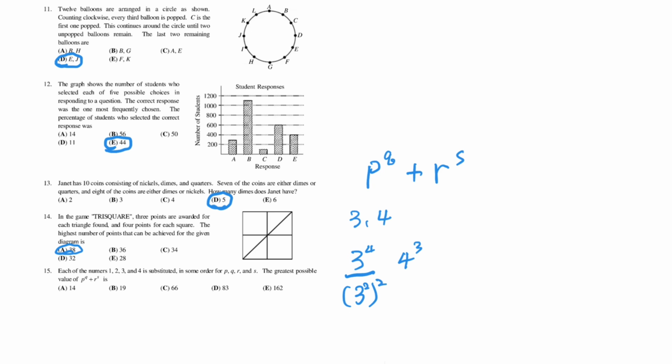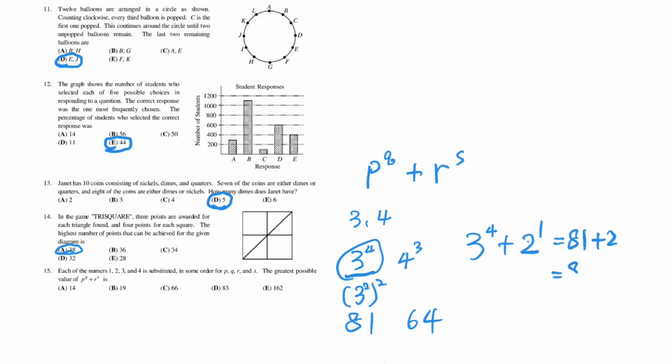So we can quickly figure out, 3 square is 9, 9 square is 81. But 4 cube, 4 square is 16 times 4 equals 64. Definitely 3 to power 4 is bigger. So we use 3 to power 4 plus the other 2 numbers, 2 to power 1. So that gives us 81 plus 2 equal to 83. So the answer is D.